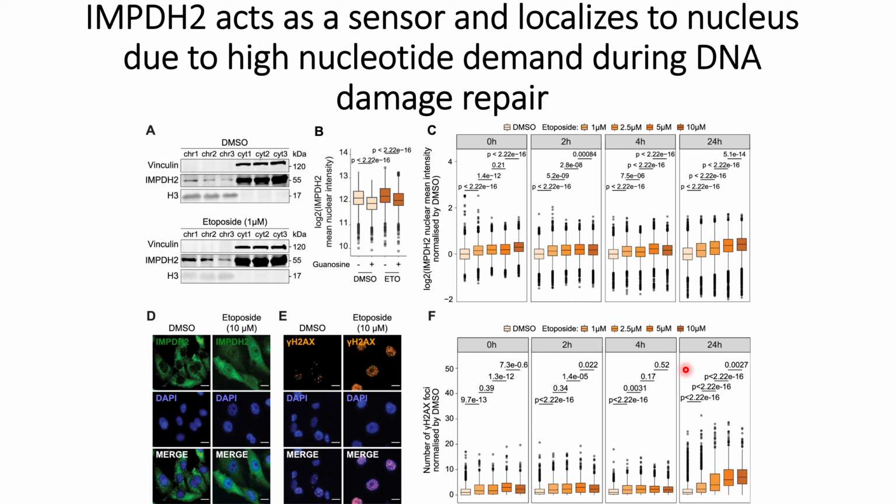Overall, what they conclude from these experimental results is that IMPDH2 localizes into the nucleus because of the high nucleotide demand, and the high nucleotide demand in this case is created because of the DNA damage repair. I hope you understood their main conclusions from these experimental results. If you need to understand more about these experiments in detail, you can go through the reference provided in the description.